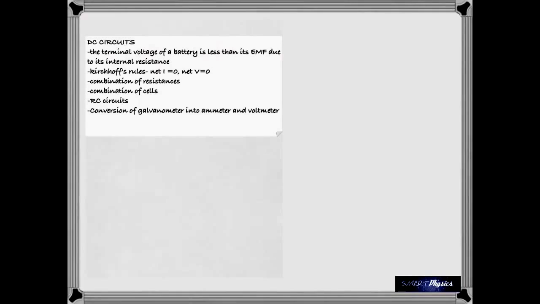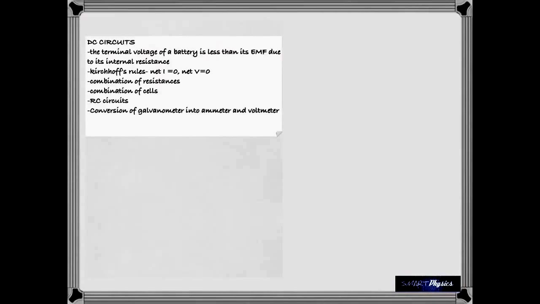Brings us to the next chapter, DC circuits. Remember that the EMF of a battery is the maximum voltage that it can give. And therefore, when you use the battery, the terminal voltage is always going to be less because of its internal resistance.